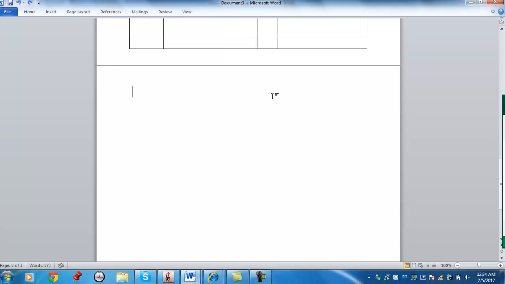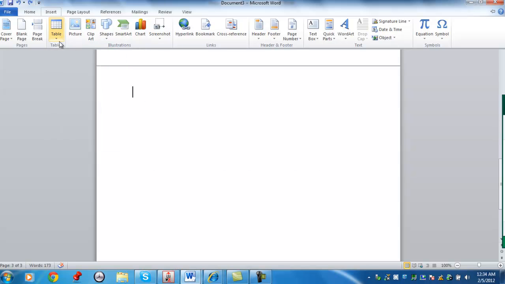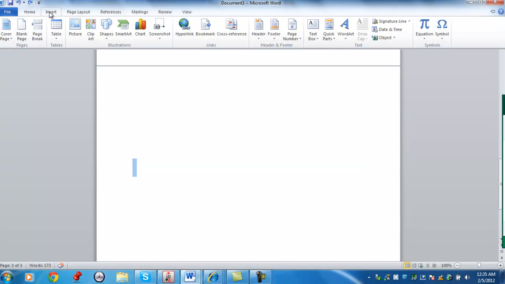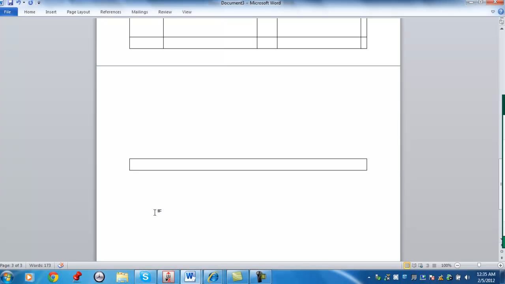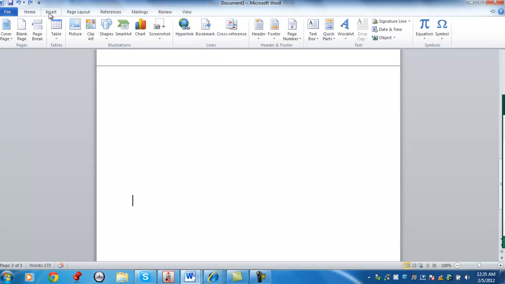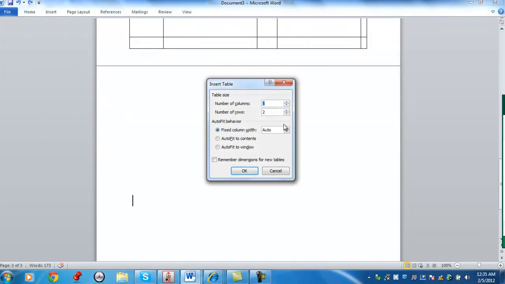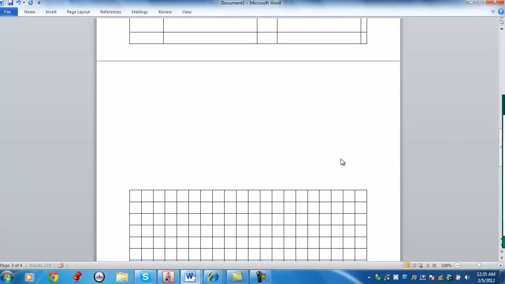Now, if I'm going to graph this in Microsoft Word, different schools have different requirements. We'll insert a table. Insert table. I want 20 columns, 20 rows. It seems to be a pretty standard graph. Let's get rid of some of this blank space here.